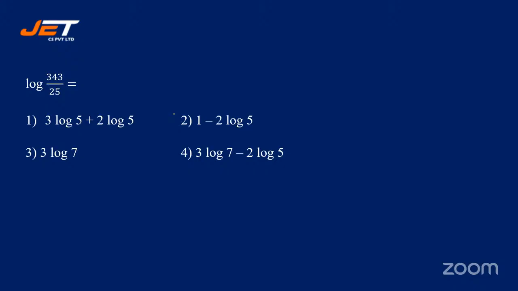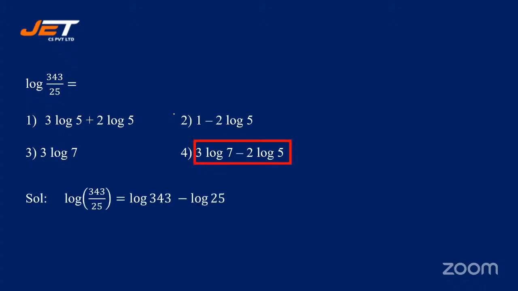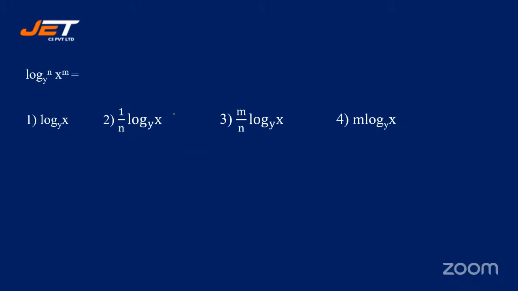See the next question over here. Log 343 by 25 is dash. It can be written as log 343 minus log 25. So 343 is nothing but 7 cube, minus log 5 square. So 3 log 7 minus 2 log 5. So 3 will come in the front, isn't it? The power will come in front of the log. All right, now see the next question, very simple.